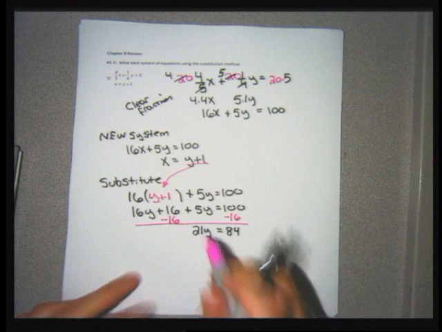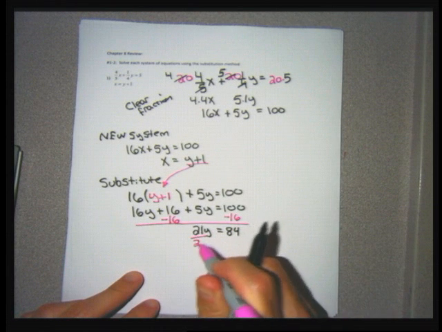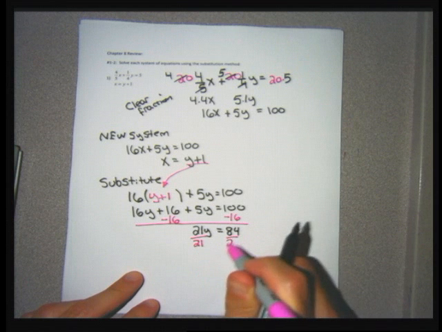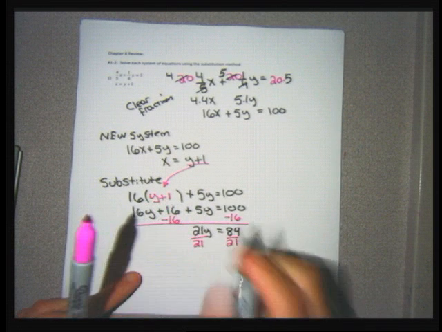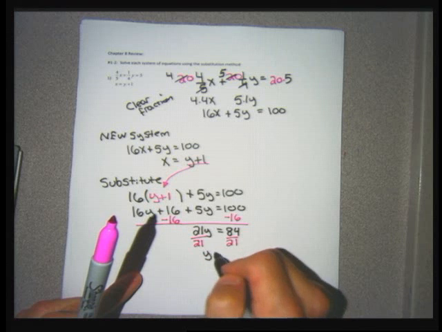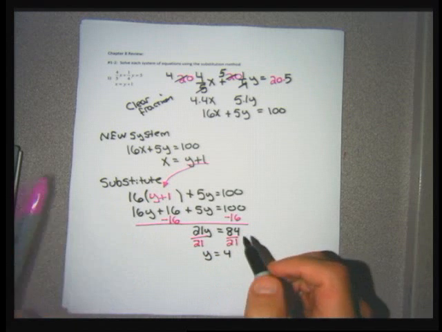Now I'm going to divide both sides by 21. You can do that in your head, but you can use your calculator if you can't. That gives me y equal to 4.